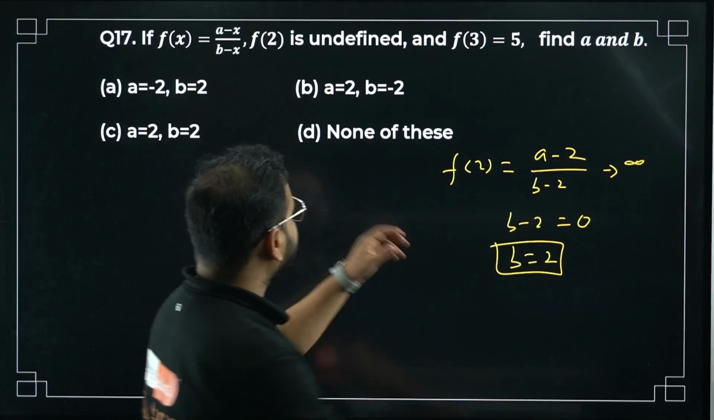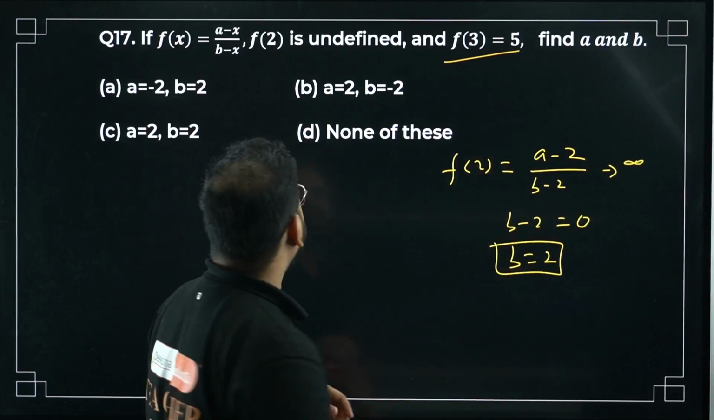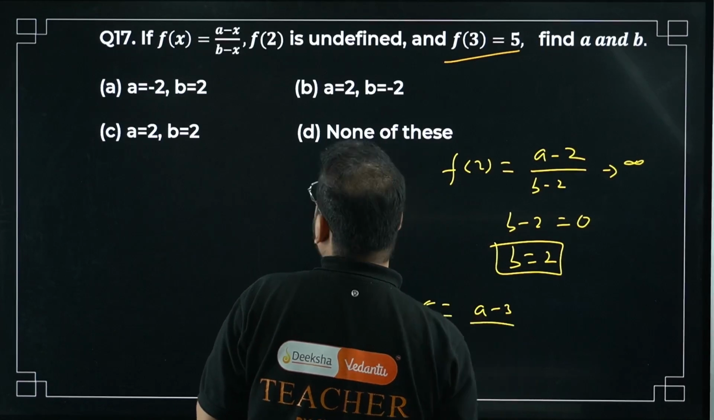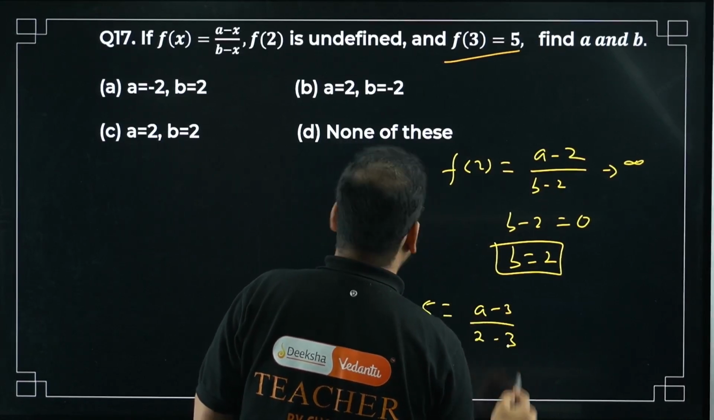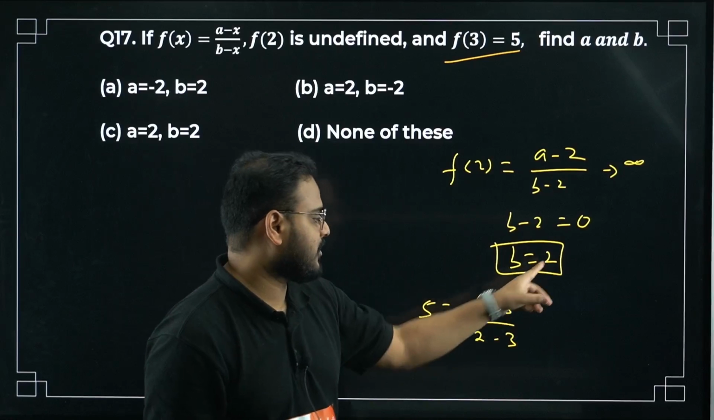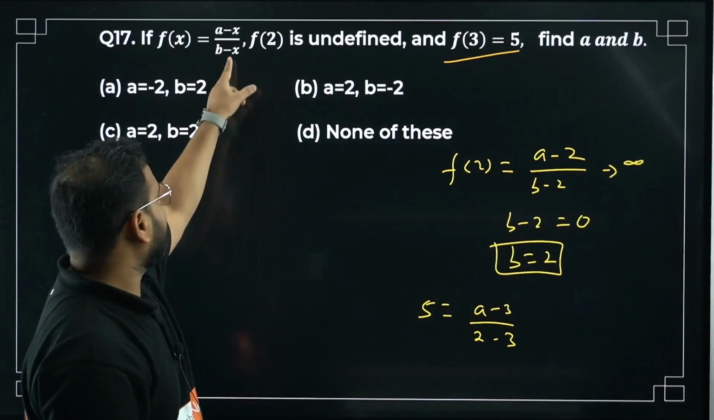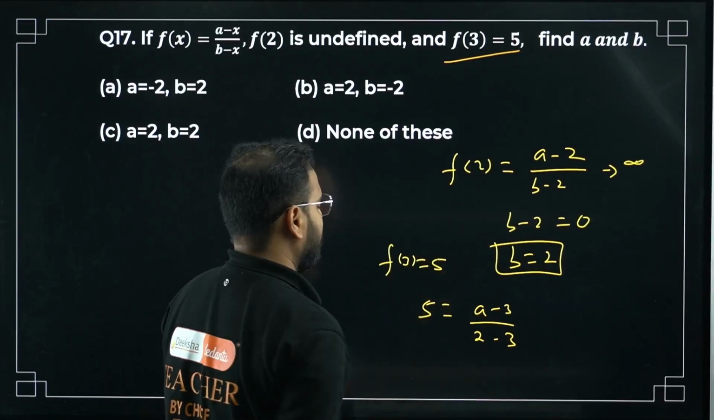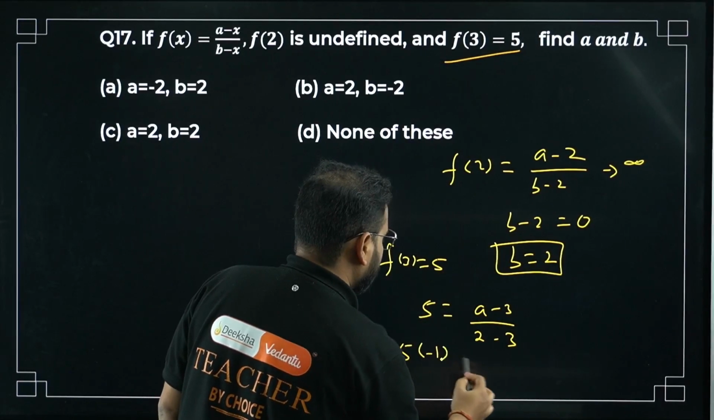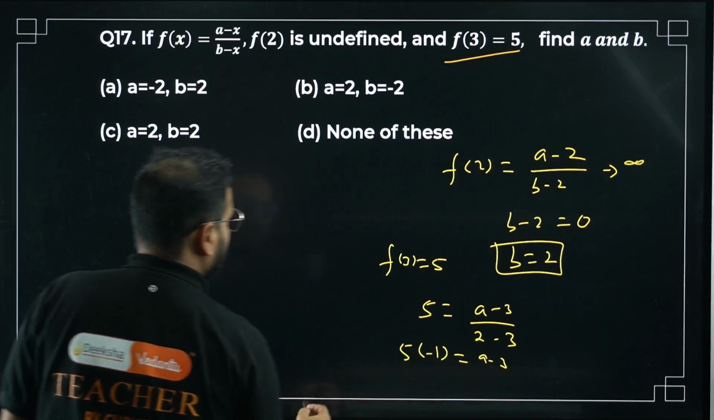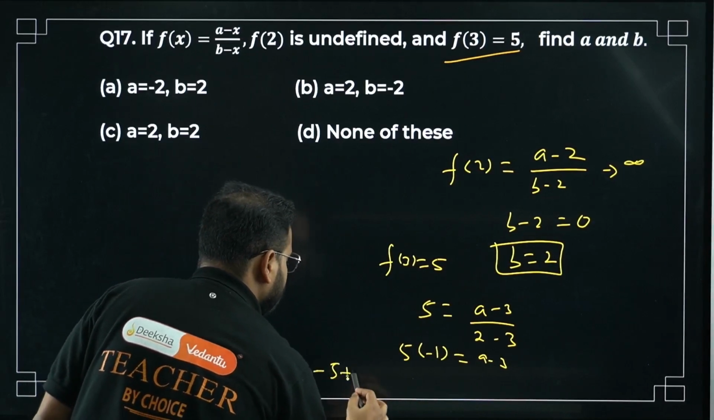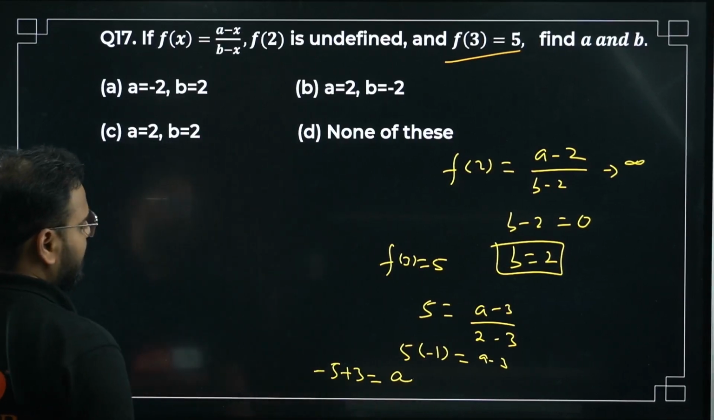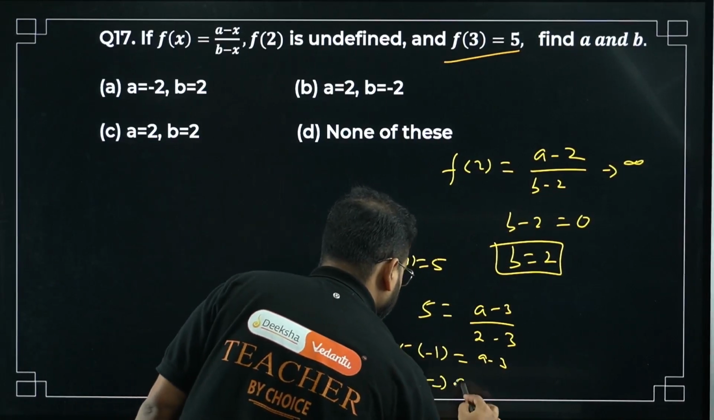f of 3 is 5. That's the second condition. Put it here: 5 equals a minus 3 upon b minus 3, where b is 2. So I wrote b as 2, and I'm taking x as 3, using f of 3 equals 5. It becomes 5 times minus 1 is a minus 3. So I get minus 5 plus 3 equals a, so a is minus 2.